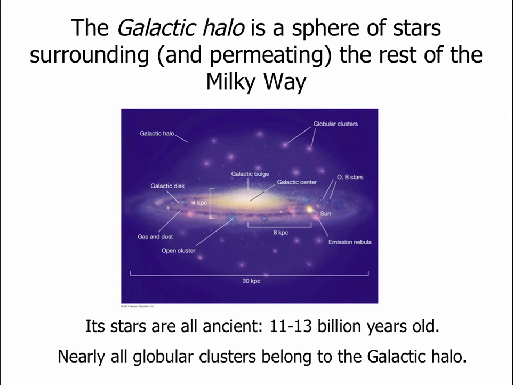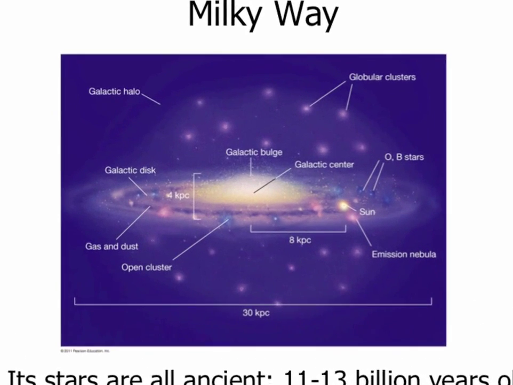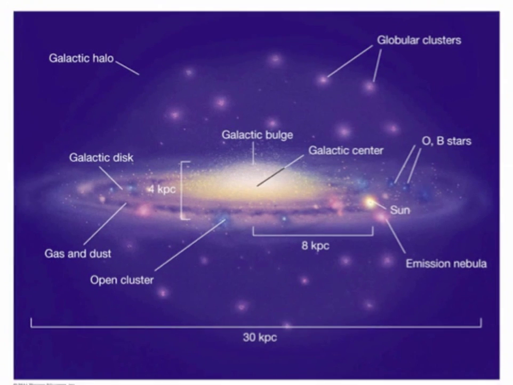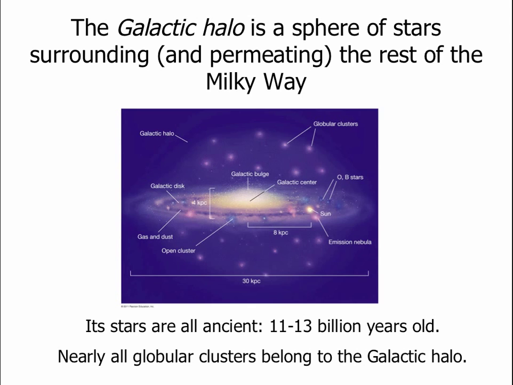The last part of our galaxy is called the halo. The halo is a more or less spherical system of stars and globular clusters that surrounds and permeates the entire Milky Way. You can think of us as a frisbee embedded in a swarm of stars and clusters. All the stars in the halo of the galaxy are ancient, among the oldest stars that we know of, between 11 and 13 billion years old. And most globular clusters belong to the halo of the galaxy.